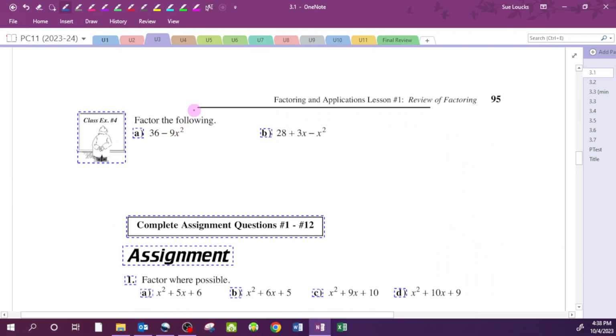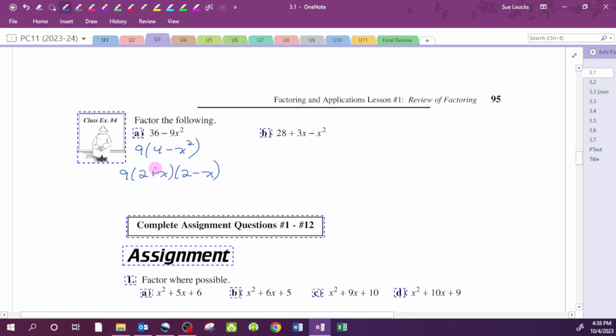So factoring this one. It's in a different order. It's got the x squared last, but it doesn't really matter because it's a difference. Oh, I can factor out a 9. So let's factor out a 9. So that leaves me with 4 minus x squared. And then this is the difference of squares, so I have 9 times 2 plus x times 2 minus x.